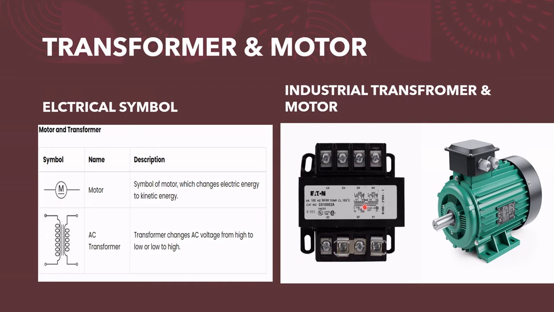Now the transformers are used to convert the power. So for example, let's say you need 110 and you have 600 in the main panel, so we can wire the 600 to the transformer and we can take the 110 from this transformer. So transformers are basically used to convert the power, and motors are the most common electrical component in any industrial environment to drive the conveyors or for any other purposes.